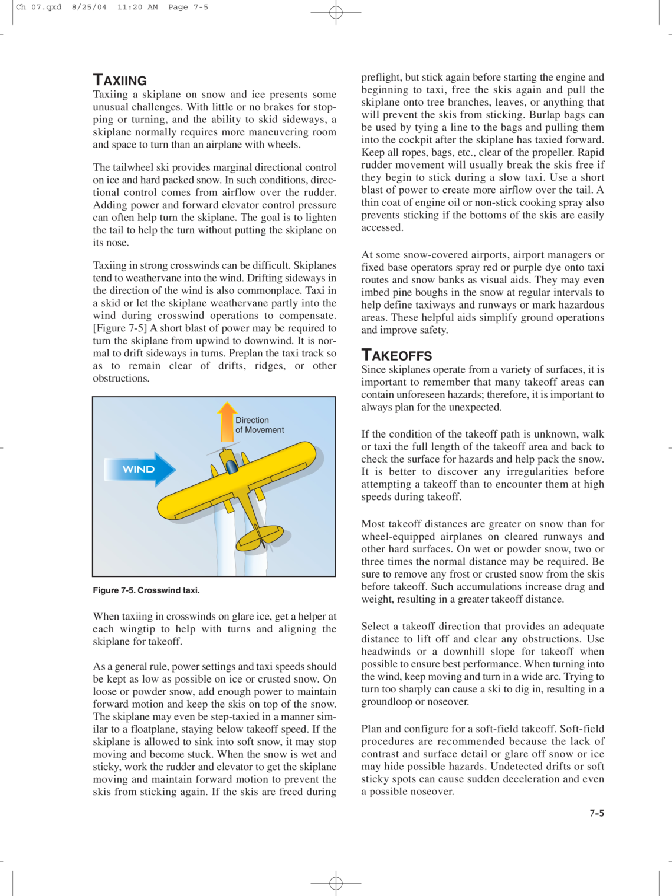When turning into the wind, keep moving and turn in a wide arc. Trying to turn too sharply can cause a ski to dig in, resulting in a ground loop or nose over. Plan and configure for a soft field takeoff. Soft field procedures are recommended because the lack of contrast in surface detail or glare off snow or ice may hide possible hazards.